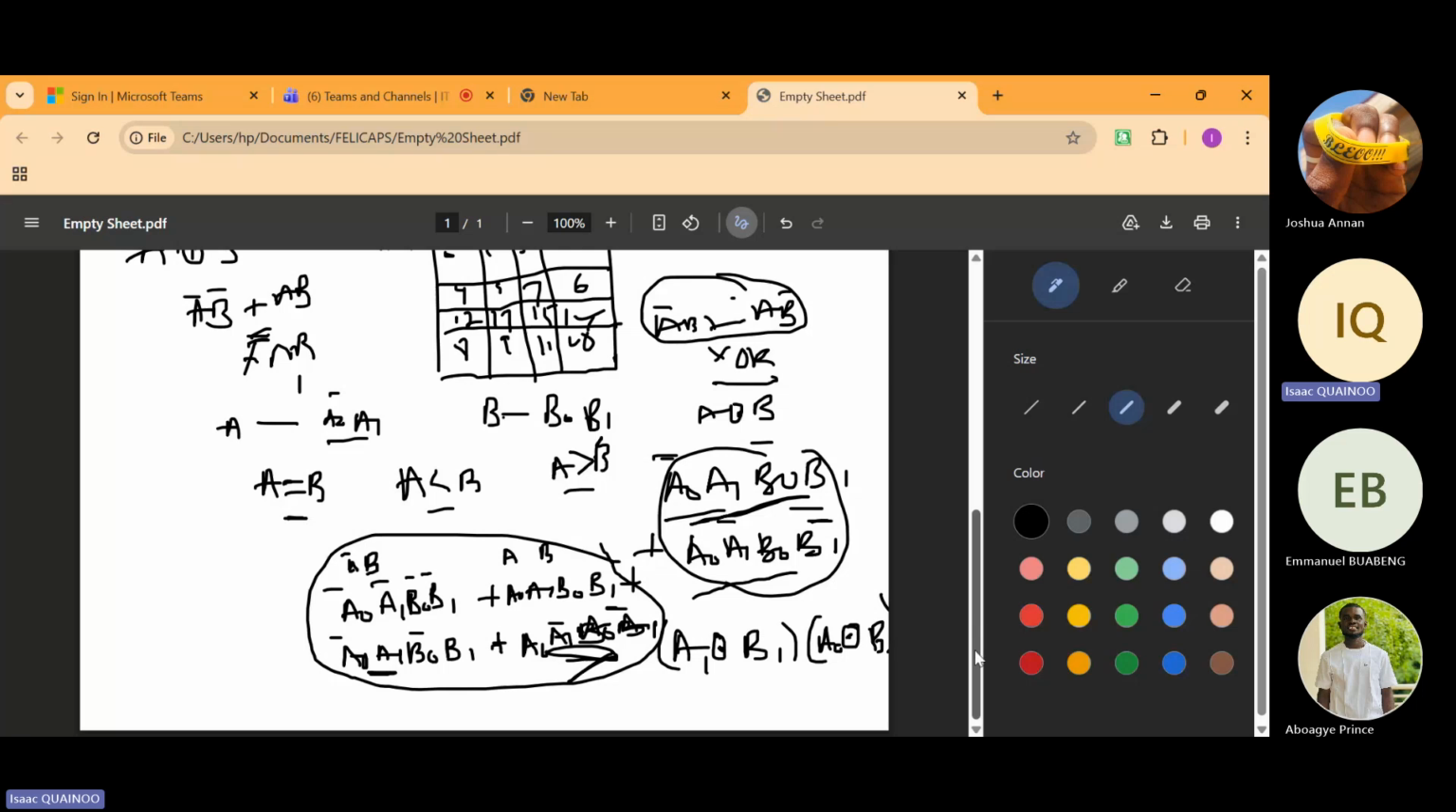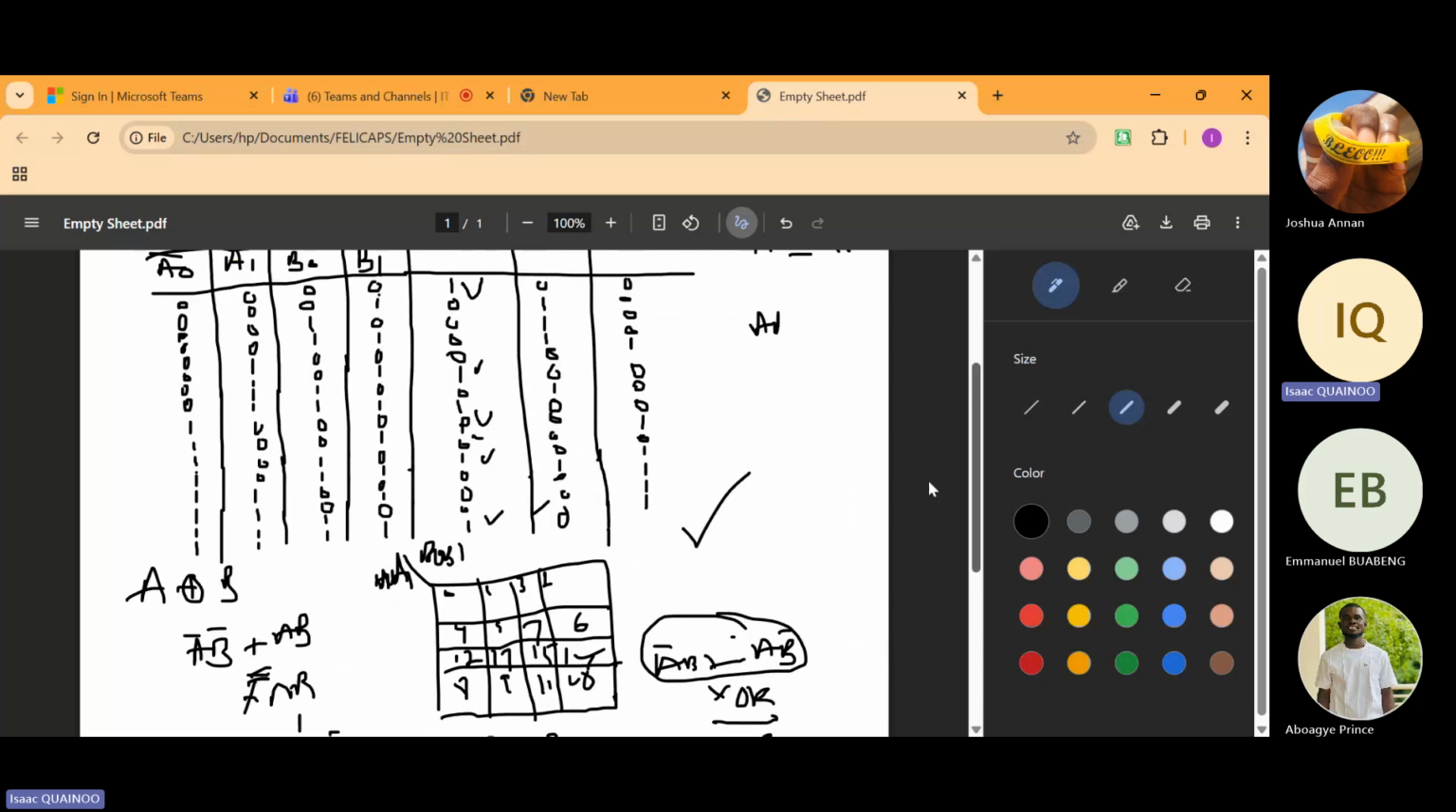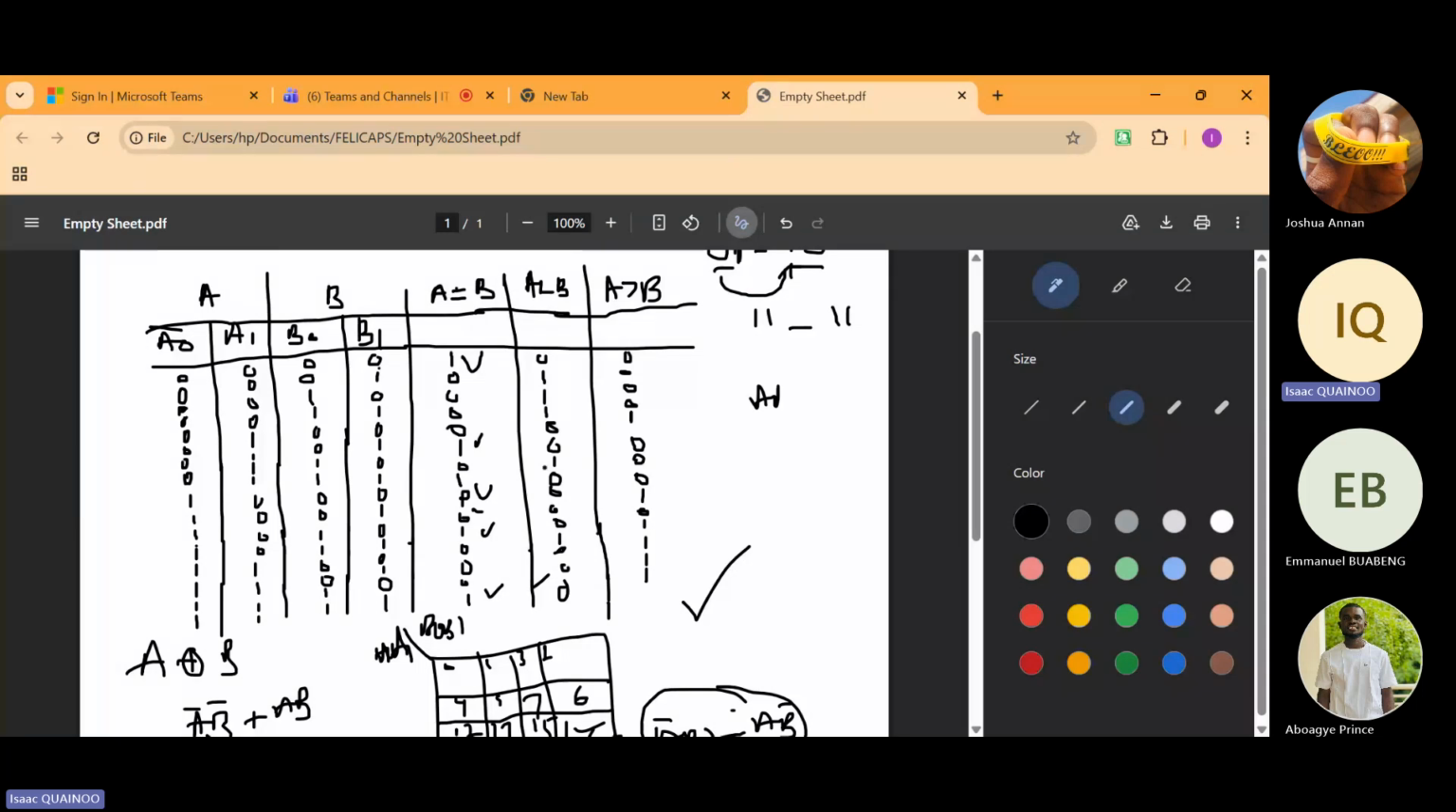So there isn't even a need to go through the process every single time. You just have to know that equality is always an XOR operation. Okay, please, do we get that?